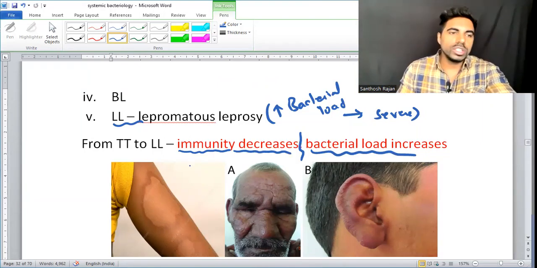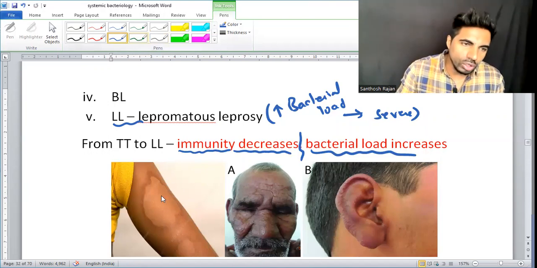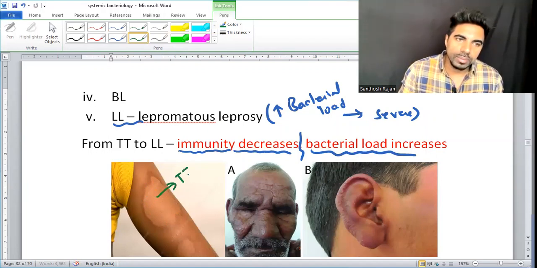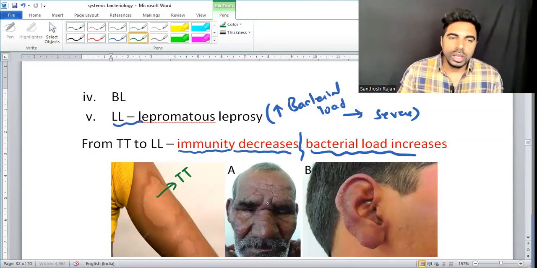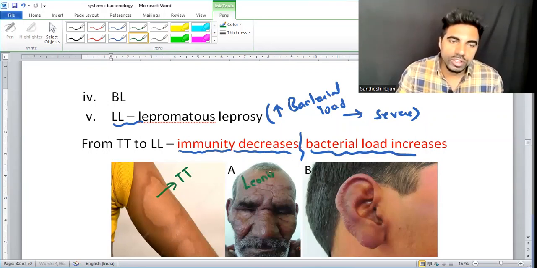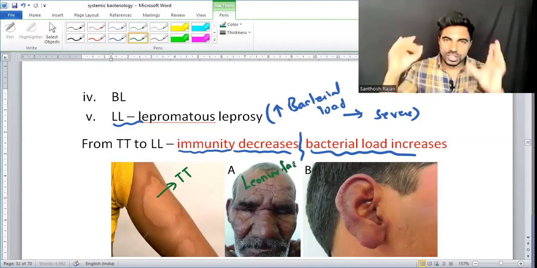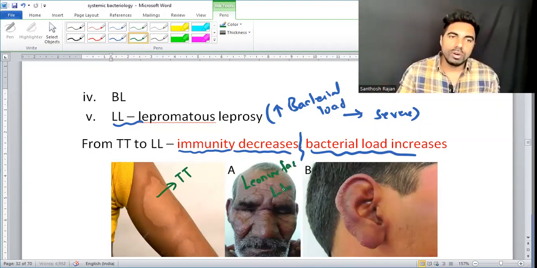Now, let's see the difference. So, see the picture. The first one, what can you say about this? This is just a hypopigmented area, without sensation. That is just a TT type, tuberculoid type. This one is the leonine phase. In the picture, the face looks like a lion. That is your LL form, lepromatous form.